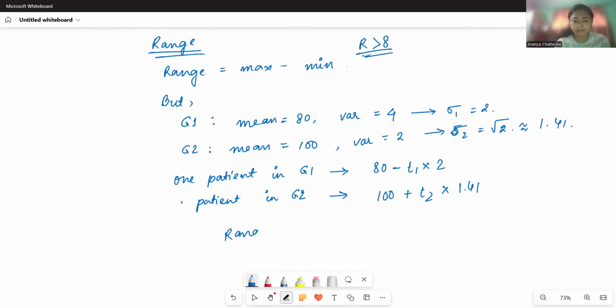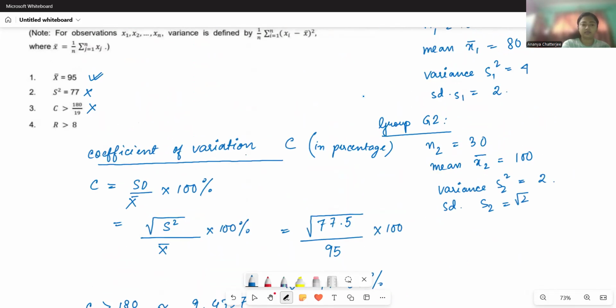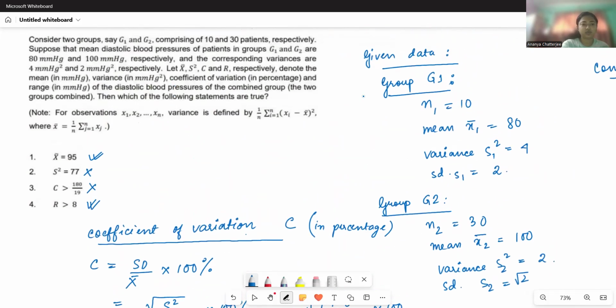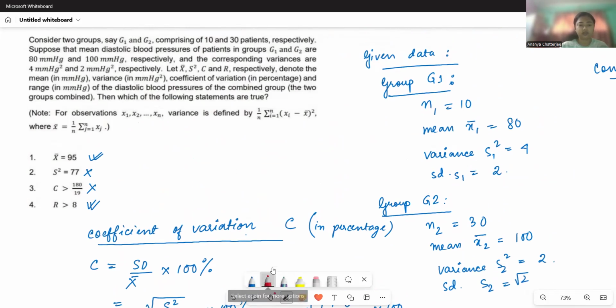So we can say here that the range R is greater than 8, and by this we can say that the last option is correct. Okay. So in this question, the statements that are true are statement 1 and statement 4. Okay. Thank you.